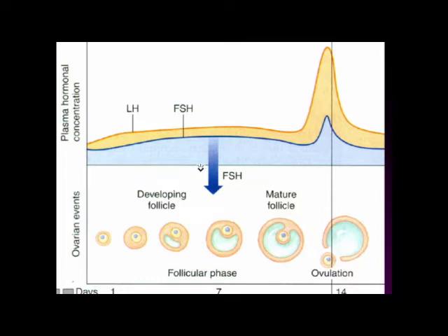But that egg has to be ovulated out of the ovary. No sperm are allowed inside the ovary. And so day 14 is when ovulation occurs. The follicle opens up and the egg is ejected out of the ovary, and now that egg is available for fertilization.